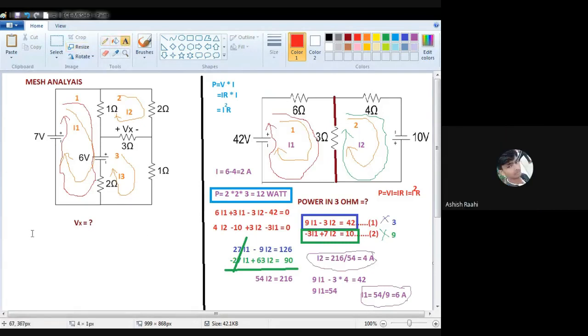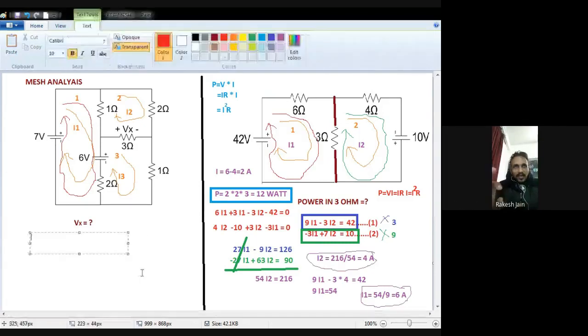So I write down for the first mesh. See very carefully. I1 current passes through the 1 ohm resistance, so I1 into 1 is equal to I1, because there is no effect of multiplying by 1. When I1 is multiplied by 1, it is the same I1. But another current, I2, also passes through this 1 ohm resistance in the opposite direction, so I have to write it with a negative sign: 1 multiplied by I2, that is minus I2.